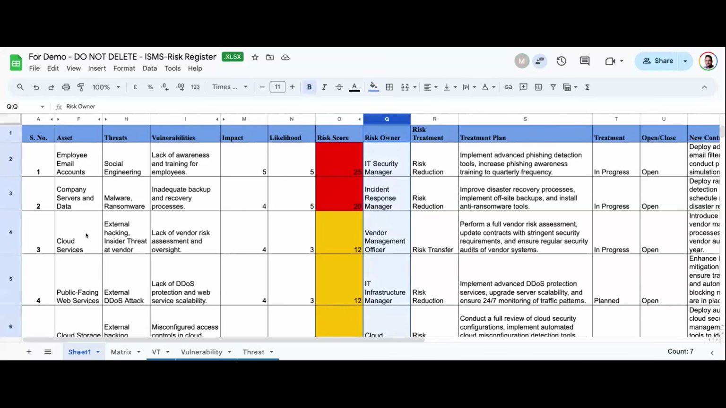Sure, I'll take another example. Cloud services, the asset. You have basically outsourced cloud services. Threats could be hacking, external hacking, definitely possible. People can penetrate into cloud environments also. We all know that.